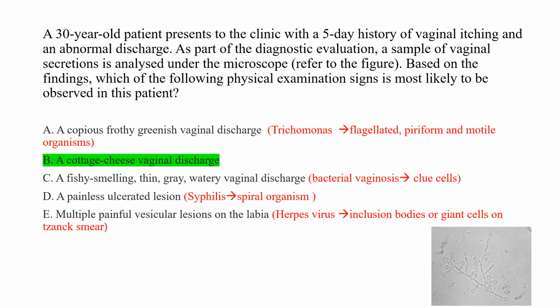And option D is incorrect because a painless ulcerated lesion is characteristic of syphilis, and under dark field microscopy you would see spiral organisms. And option E is incorrect because multiple painful vesicular lesions on the labia are characteristic of herpes virus infection, and you would see inclusion bodies or multinucleated giant cells on a Tzanck smear.